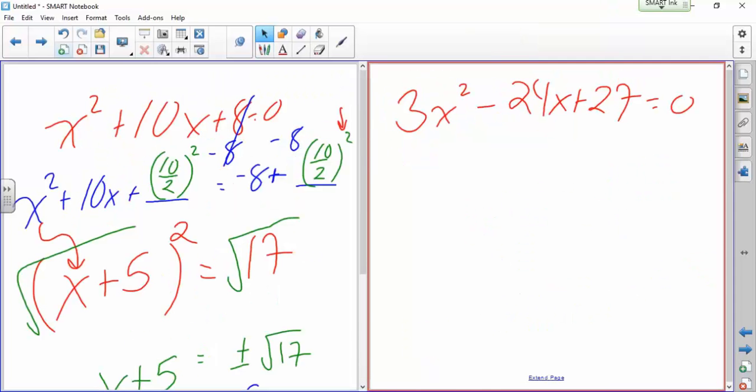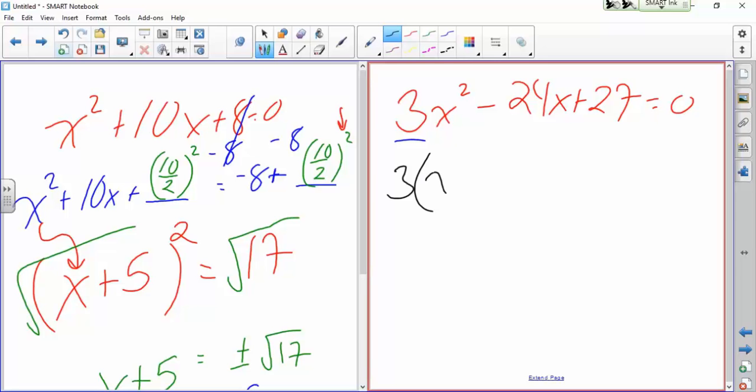Here's another thing I didn't mention before: you cannot do completing the square when you have a leading coefficient in front of your x squared. It's not going to work. So we have to extract a 3 out of it. We divide it out. If I divide out a 3, I'm left with x squared minus 8x plus 9 is equal to 0.